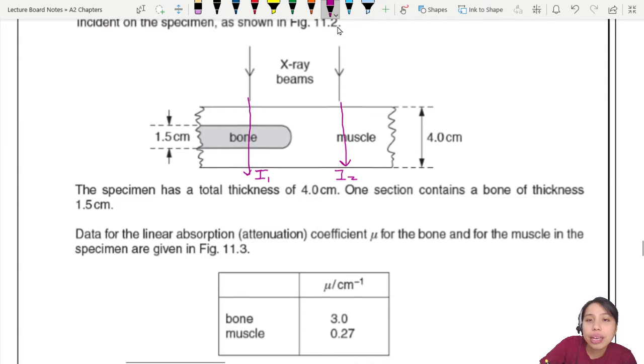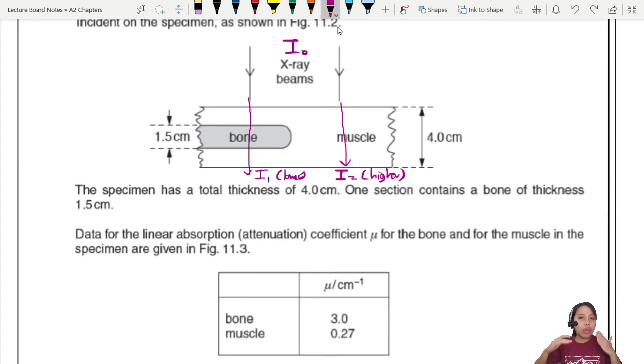Okay. In the beginning, they all have the same intensity, I0. One goes through bone and muscle, one goes through muscle only. Which one do you think has higher intensity? The answer is, I2 will have a higher intensity compared to I1, which has lower intensity because of the bone. The bone will cause the X-ray to lose a lot of its energy, so the intensity will drop very quickly once you go through bone.